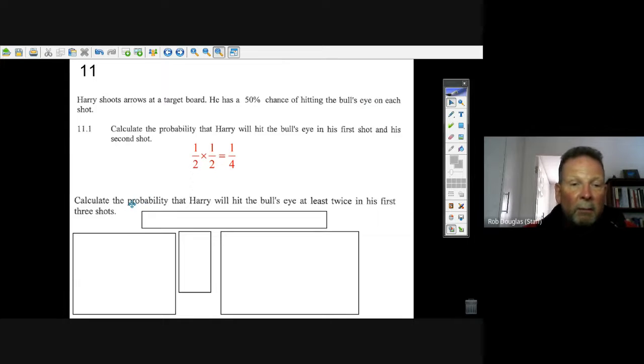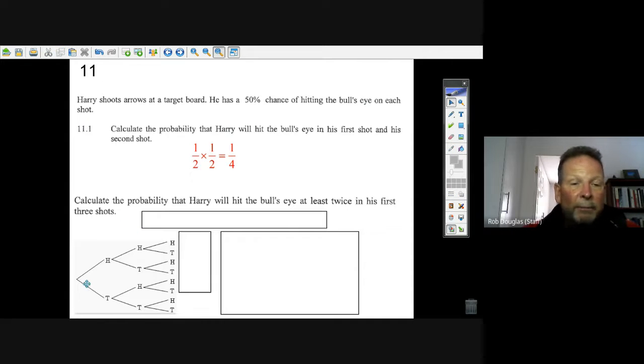Now the second question says, calculate the probability that Harry will hit the bullseye at least twice in his first 3 shots. Well, for this one, a tree diagram would be good. And now what I did, because I was a little lazy, I didn't want to build my own diagram, I did a coin toss, and I put that into Google and said, give me a picture of that tree diagram because that can really help me.